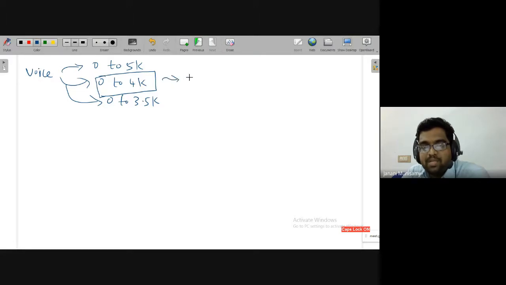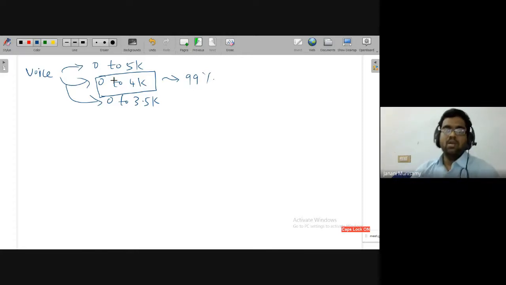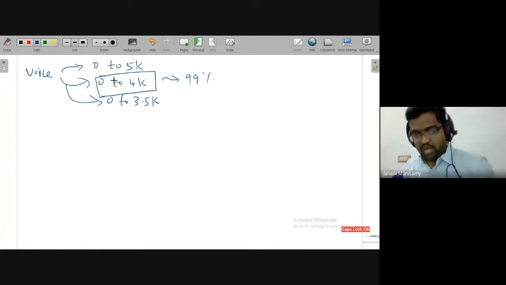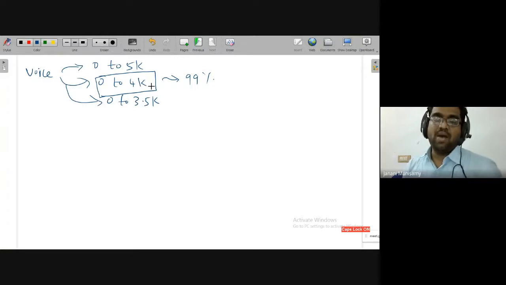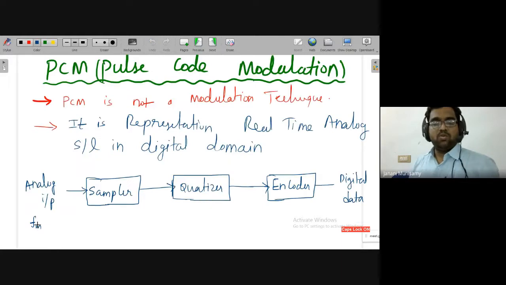Almost 99% of the information will be available in the spectrum 0 to 4 kilohertz. The remaining 1% of the signal may be available beyond 4 kilohertz. So mostly we'll take 0 to 4 kilohertz. Again, to avoid that confusion, we have to fix what that value is. So that's why we should know very specifically what this FM is.